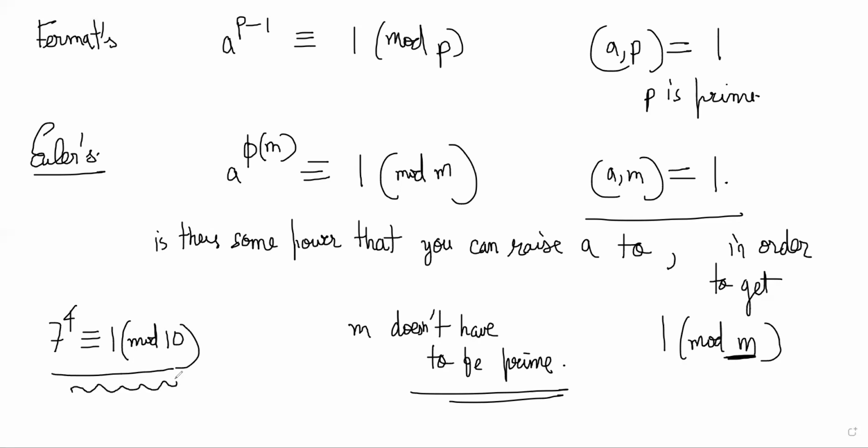So it is very similar, except here, since it was prime, we multiplied all the numbers in the set 1 to p minus 1. And here it was not a prime, so we multiplied only the numbers that are co-prime to m.